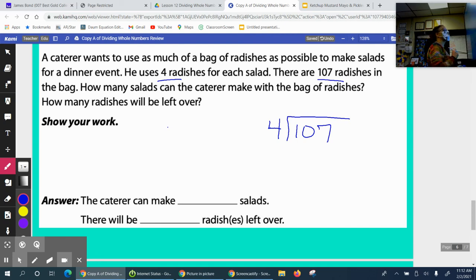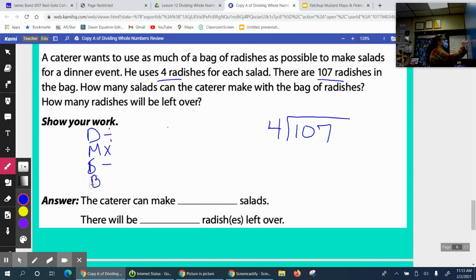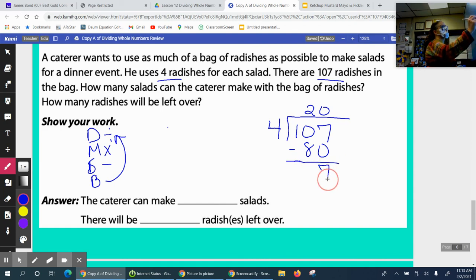Okay. How many 4s go into 107? Remember, we're going to divide, multiply, subtract, and then back to the beginning. All right. How many 4s go into 107? 20. 20 times 4 is 80. So I divided, I got 20. I multiplied, I got 80. I subtract, I get 27.